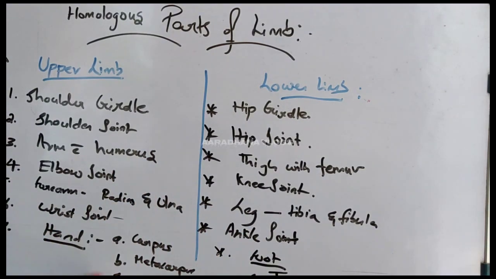In the hand 3 categories, in the foot also 3 categories, in which 5 digits are common. Carpus and metacarpus in the upper limb, tarsus and metatarsus in the lower limb. These were some of the homologous parts of the limb.